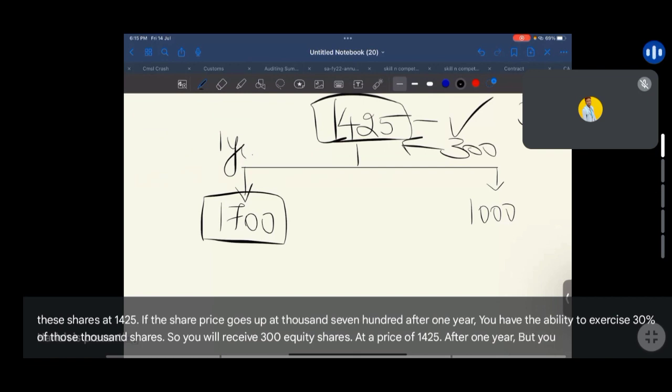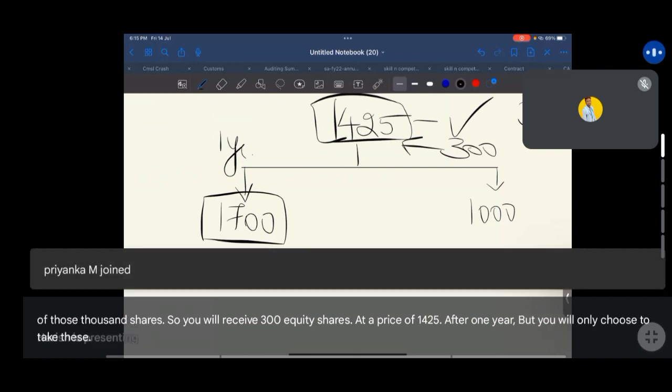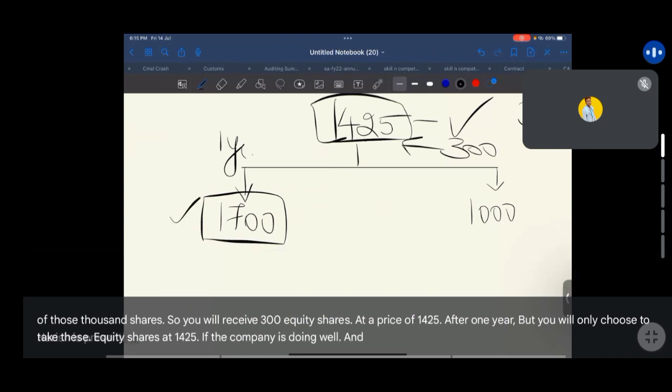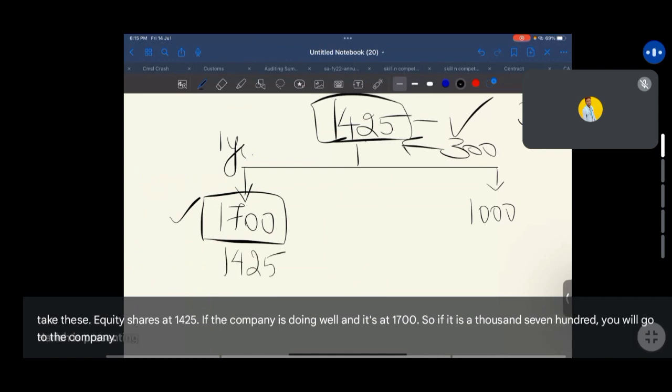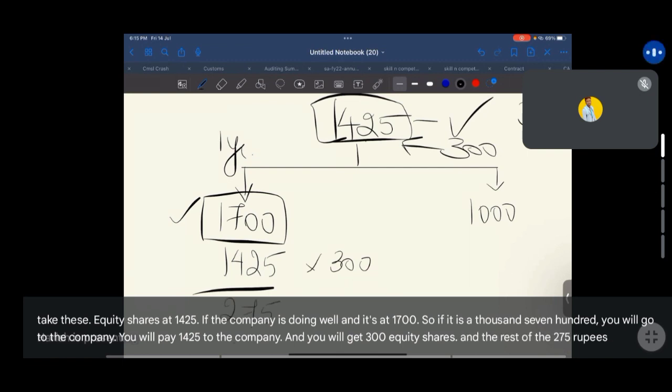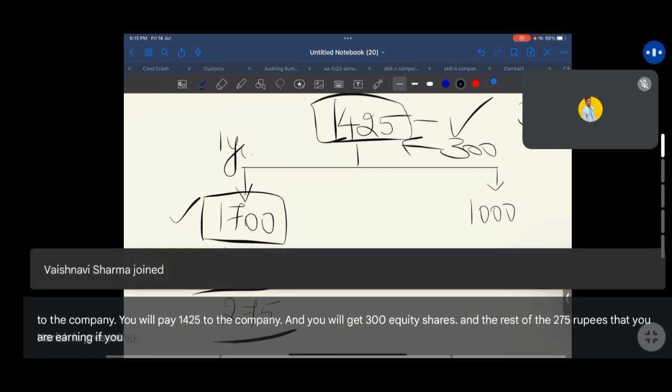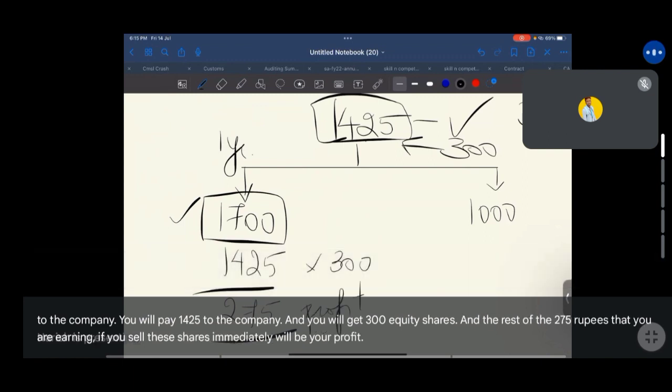But you will only choose to take these equity shares at 1425 if the company is doing well and it's at 1,700. So if it is at 1,700, you will go to the company, you will pay 1425 to the company, and you will get 300 equity shares. And the rest of the 275 rupees that you are earning, if you sell these shares immediately, will be your profit. But that's not always the case.